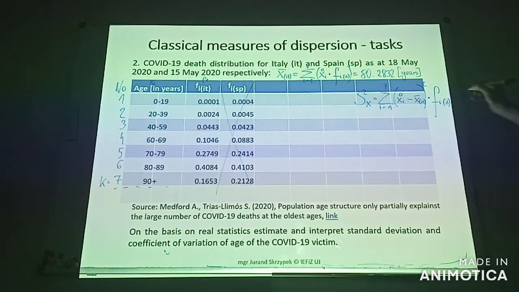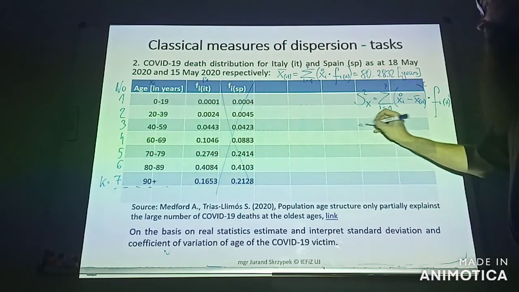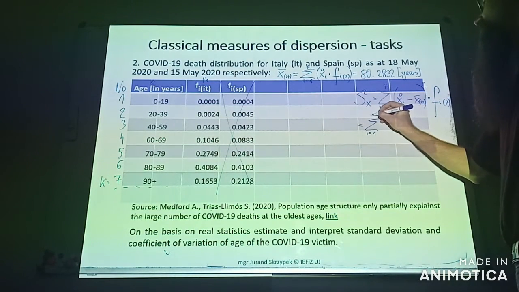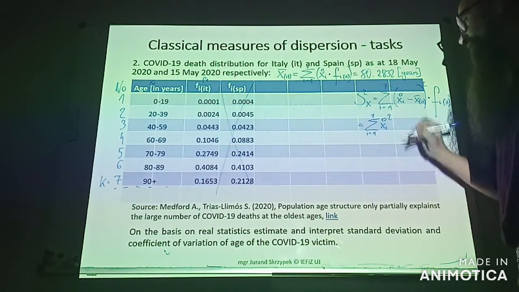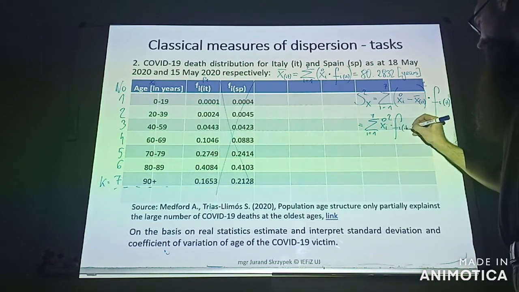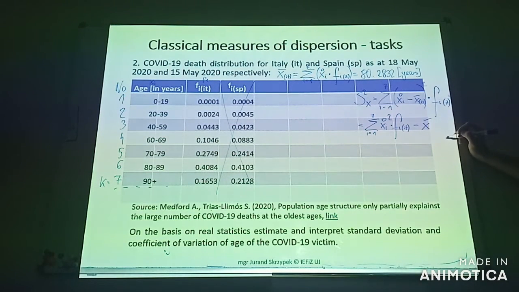Yeah? Okay, but we know also the alternative formula, in which we have the sum from i equal 1 up to 7 of squared middle of the classes multiplied by relative frequencies. And here we have, after the minus sign, the squared average value of age of COVID-19 victim.